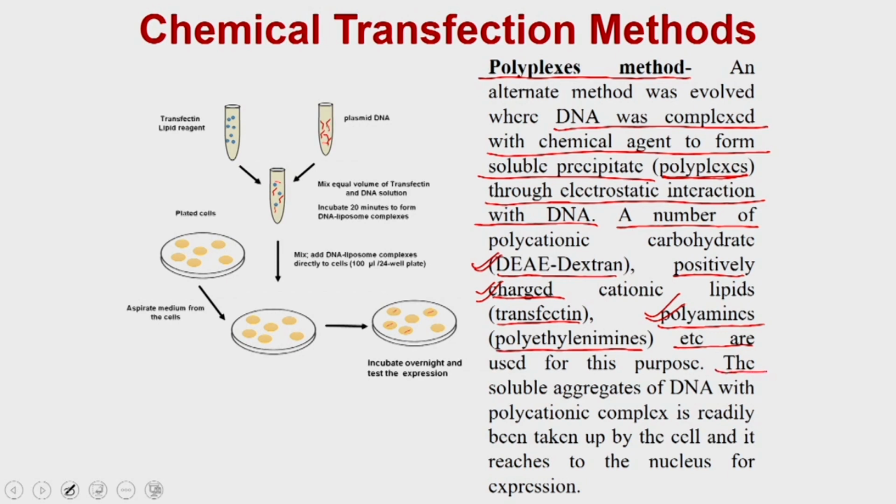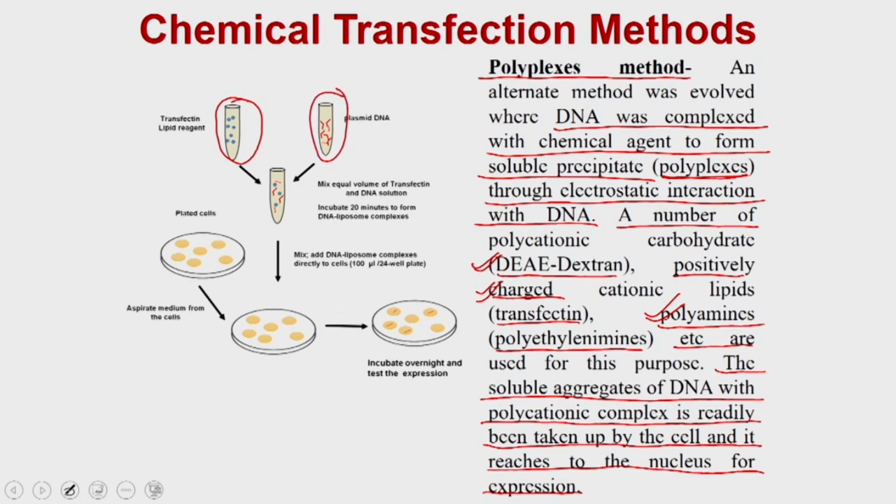The soluble aggregates of DNA with the polycationic complex are readily taken up by the cell, and reach the nucleus for expression. So, what you are going to do in this polyplexes method is take the transfection reagent in one of the Eppendorfs, then take the plasmid DNA in the other. Then you take equal amounts of both the transfection reagent and the plasmid DNA, mix them together and incubate for half an hour or 20 minutes to form the DNA liposome complexes.